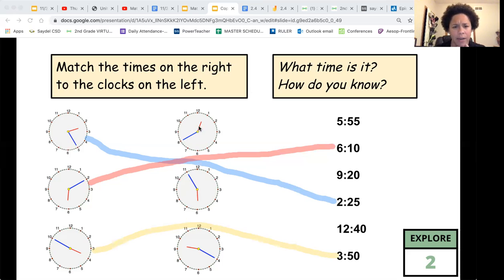It looks like the hour hand is between the 12 and 1. So that means it's 12. And the minute hand here is at the 8. And I know this half of the clock is 30, 35, 40. So 12:40. Oh, here's 12:40. Perfect. There's my match there.